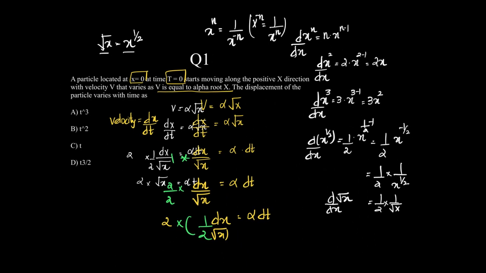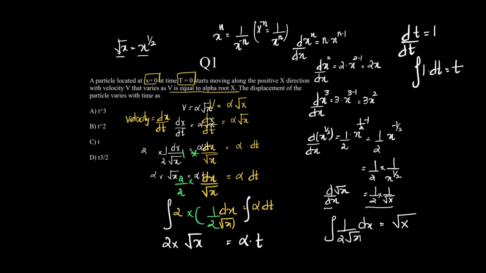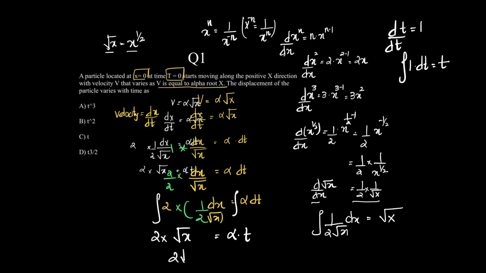Now we can integrate on both sides. So we get 2 into the integral of 1 by 2 root x dx. See, if d by dx of root x is 1 by 2 root x, then the integral of 1 by 2 root x dx will be equal to root x. So this whole LHS becomes 2 into root x is equal to alpha into, since d by dt of t is equal to 1, the integral of 1 dt is t. So this becomes alpha into t. Therefore, we get the relation 2 root x is equal to alpha t.